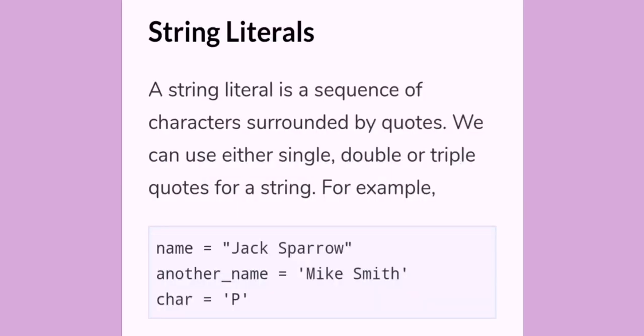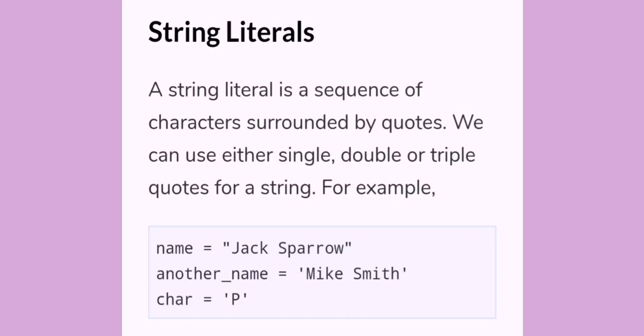Another type of literals is the string literals. A string literal is a sequence of characters surrounded by quotes. So you know what a string is. By definition, a sequence of characters is called a string. If any sequence of characters is enclosed with quotes, you can say it's a string. We can use either single, double or triple quotes for a string in Python.